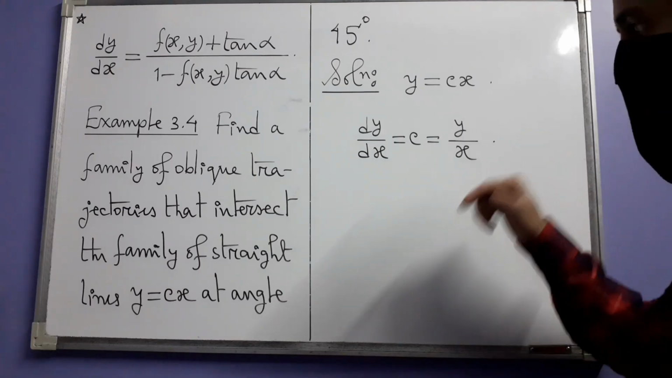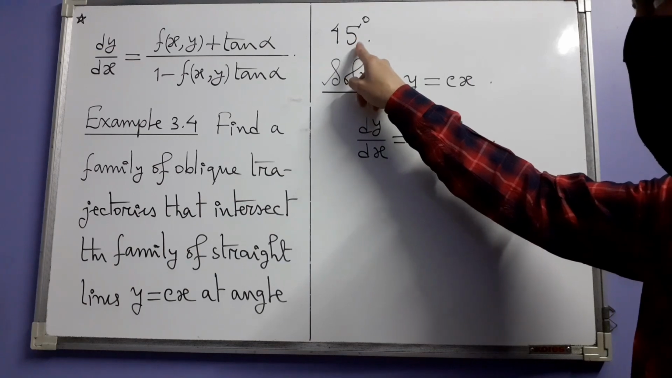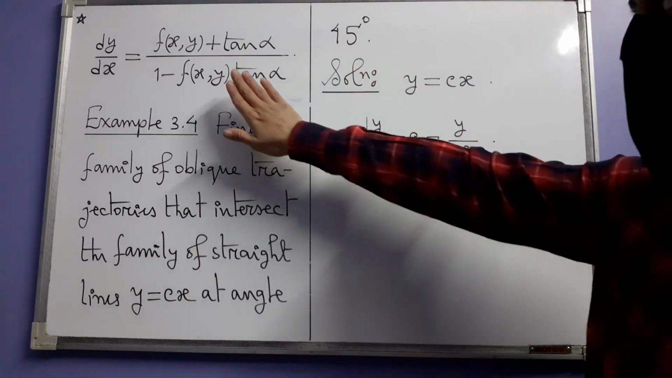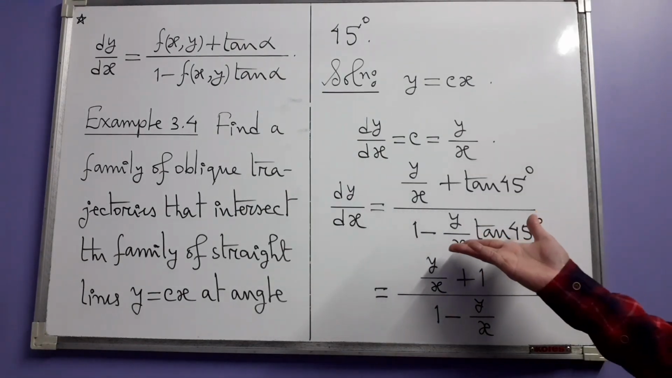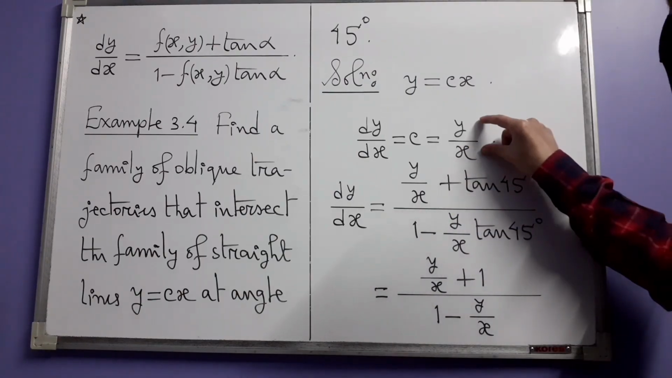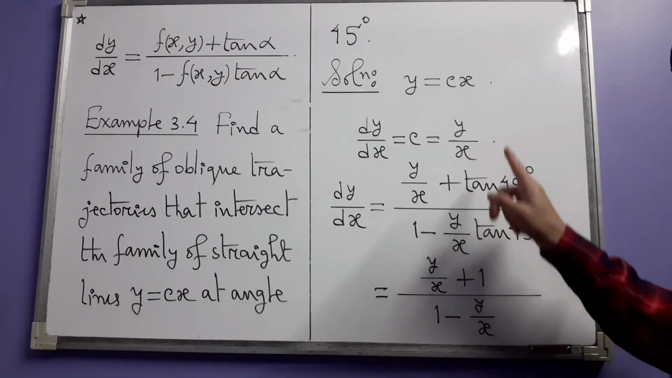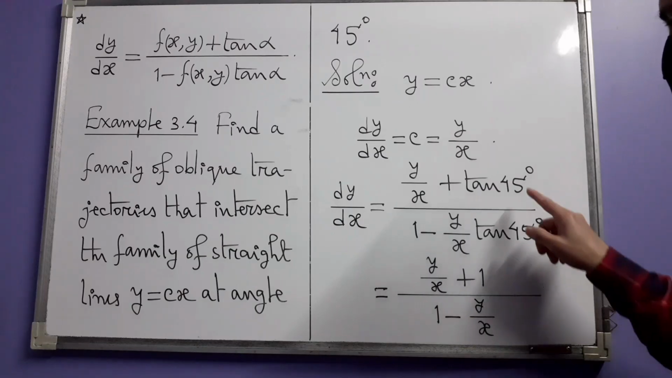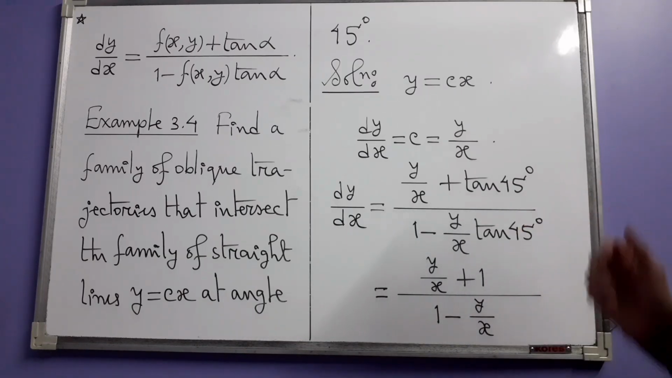Now, the differential equation for any such oblique trajectory which makes an angle 45 degree with the members of this family will be given by this. And the differential equation is this. In this case, f of x comma y, that means our right hand side is y divided by x. So that comes here plus tangent of that common angle, which in this case is 45 degree. You can understand that this angle has been chosen to make things simple. But anyway, that's what it is.